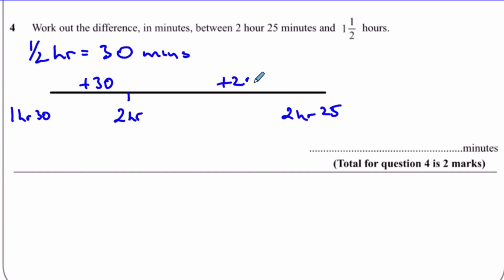So 30 plus 25 is 55. So the difference is 55 minutes. And then write this in the correct place. Make it easy for the person marking this to give you the marks.